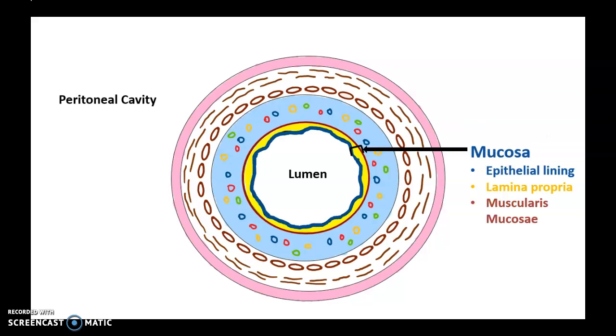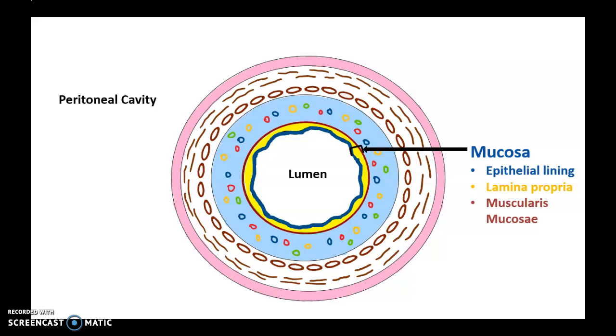The deepest layer is the mucosa, which has 3 components. The layer lining the lumen is called the epithelium, which is highlighted in blue. This is supported by a layer of connective tissue called lamina propria. Superficial to that, there is a thin layer of smooth muscle called muscularis mucosae.